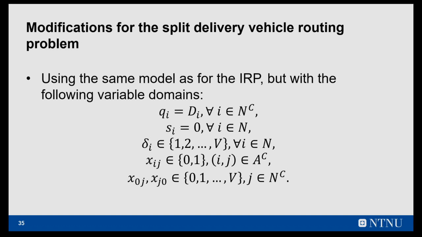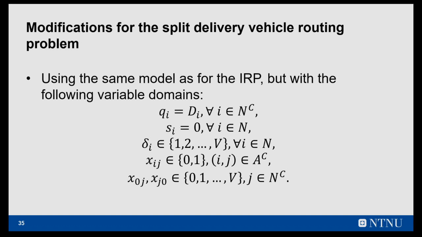And then we also did some modification and tested this on the split delivery vehicle routing problem. And that's quite an interesting problem because it's a special case of the IRP, but it's also a relaxation, right? Because you can visit a customer several times.